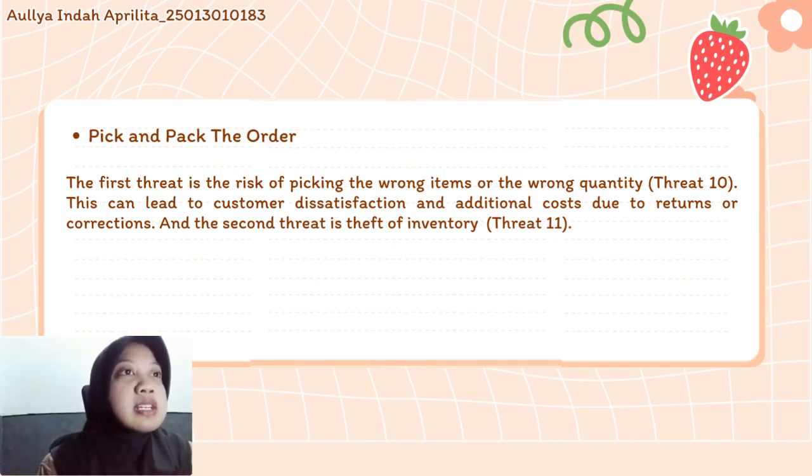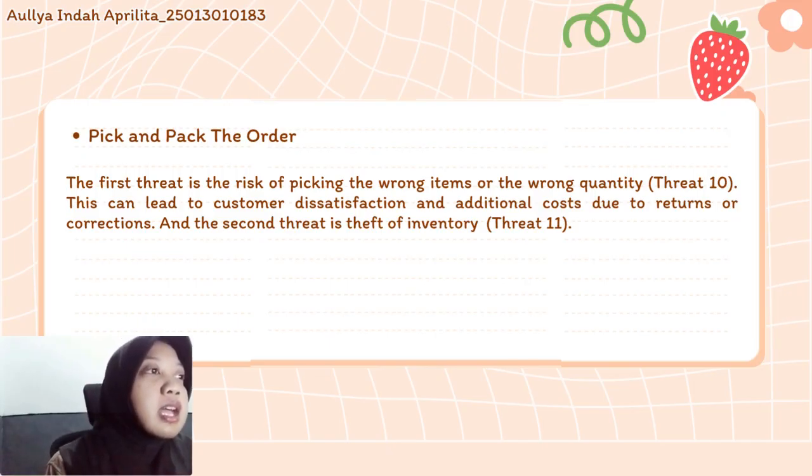And then the second threat is theft of inventory. It is Threat 11. According to the table, it is not only causing financial loss but also makes inventory records inaccurate, which can disrupt order fulfillment. The controls that we use from Table 14.1 start with 11.1, restriction of physical access to inventory.